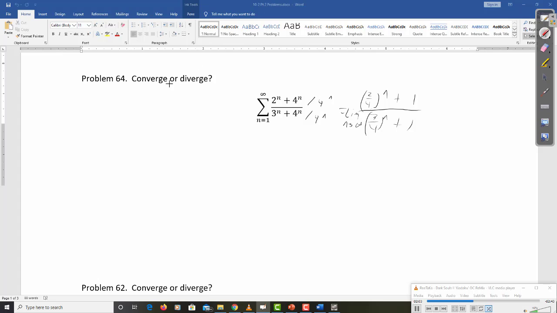This instruction is considerably more vague, but certainly we can still use the nth term test if it applies, and I think it will in this case, because if you take n goes to infinity, this goes to 0, this goes to 0, and then I have the 1, so this is going to go to 1. That's not 0, so diverges by nth term test for divergence.